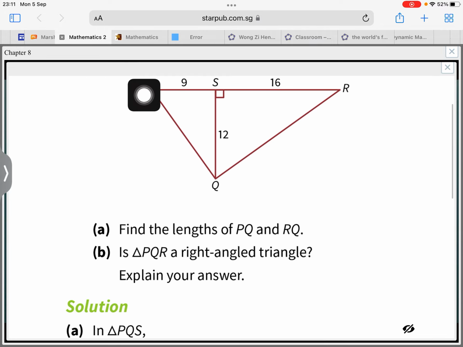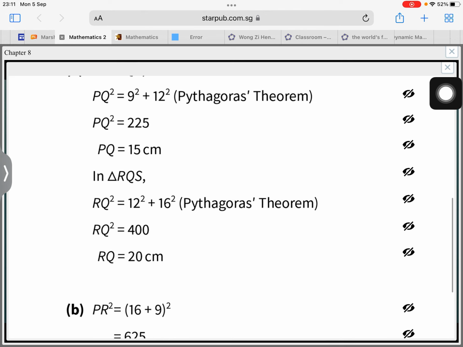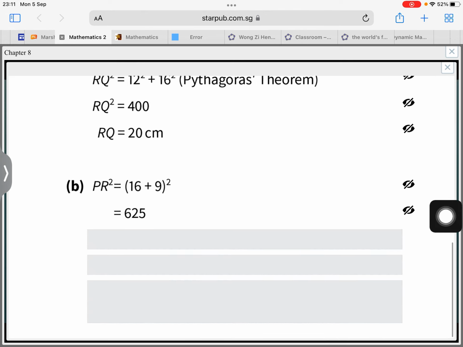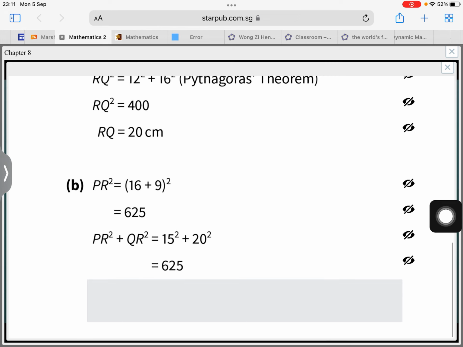Next, you need to find what is PQ square and QR square. Over here, you know that PQ square is 225. RQ square is 400. So you add them together, and you realize that it is also 625. So now you know that this is the same as this, so you can conclude that it is a right angled triangle.